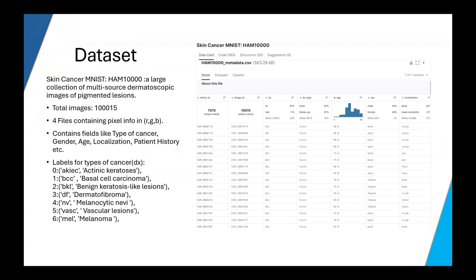The dataset is a huge collection of multi-source dermatoscopic images of pigmented lesions. There are more than 10,000 unique images, and along with them we have labels of these different types of cancers and the gender, age, localization, and patient history.